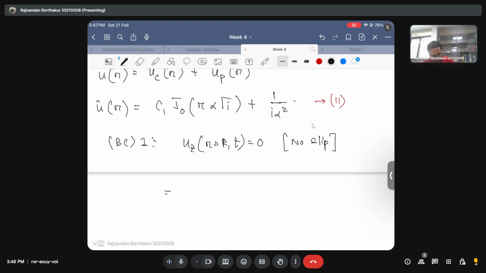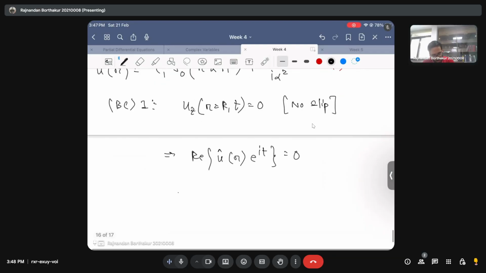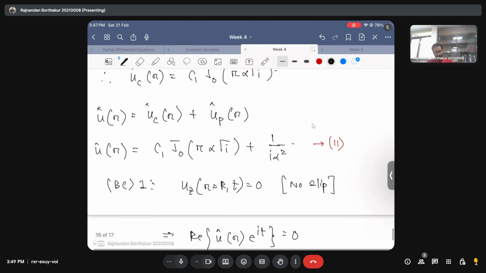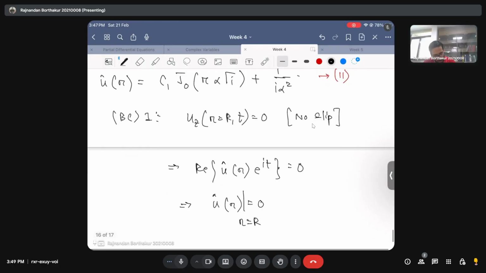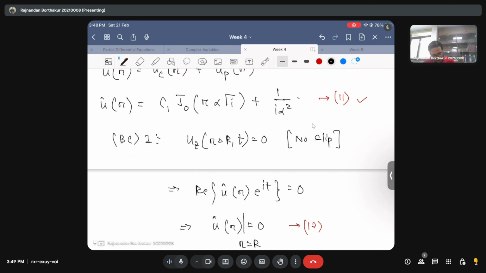Which means I know that UZ is the real part of U hat of R times e to the power iωt, equal to 0. And for this to be possible, the only option is that U hat of R is equal to 0. Okay. And this is true at R equal to capital R. So if we use this condition in equation 11, then what do I get?